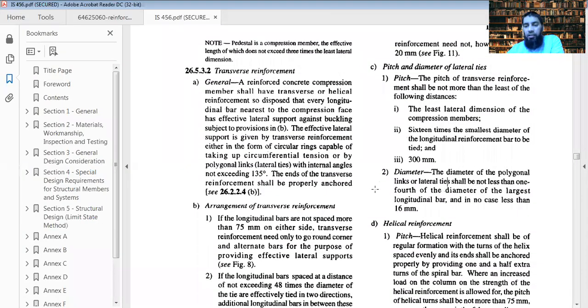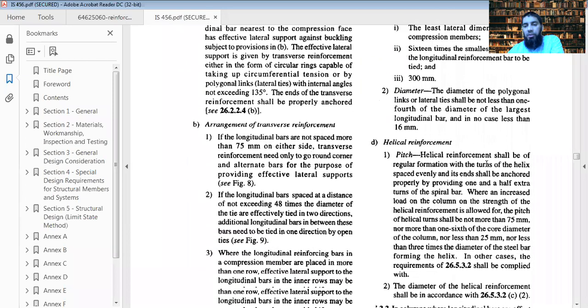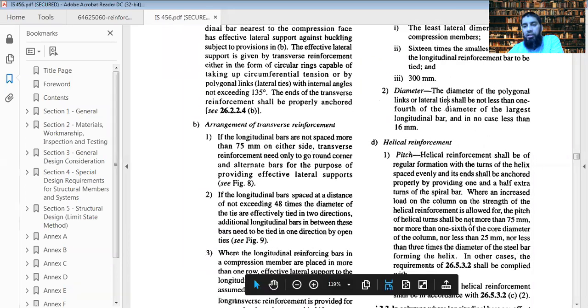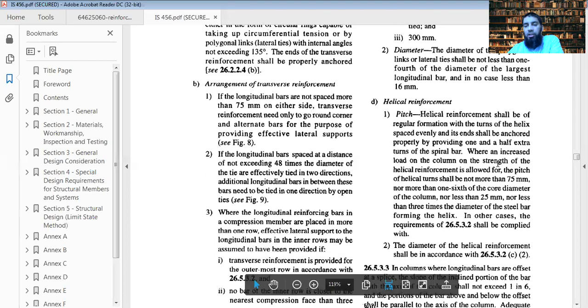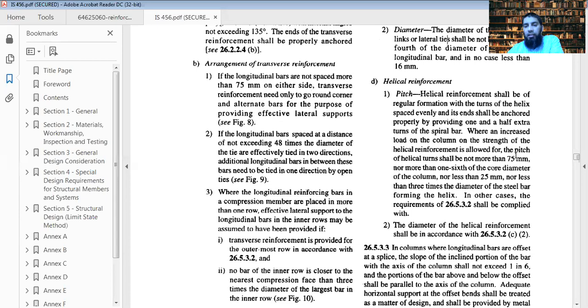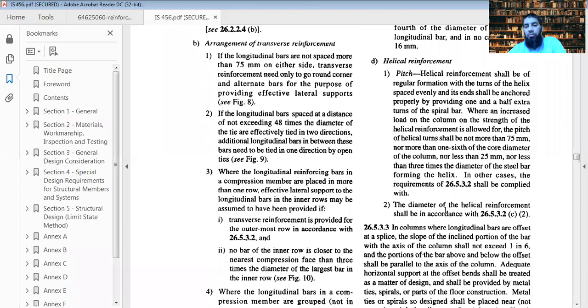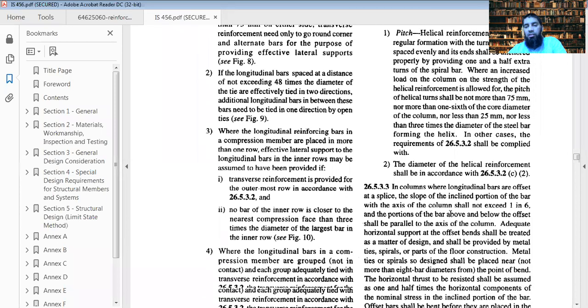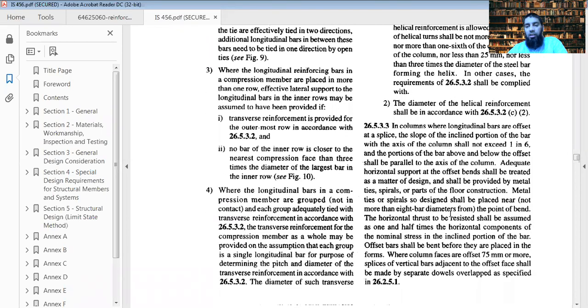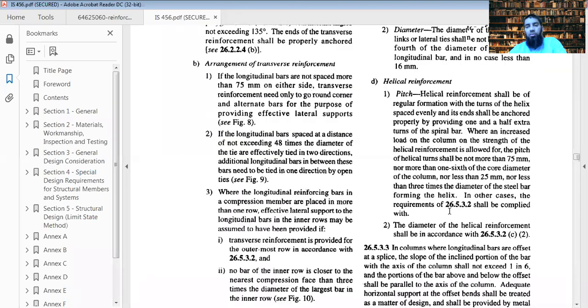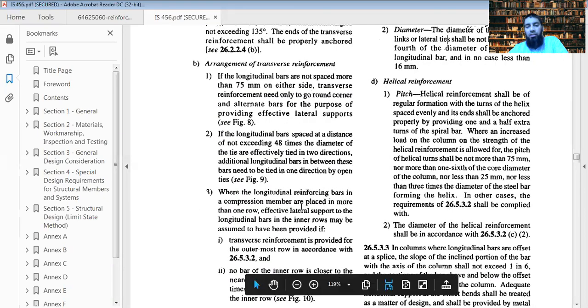number 1, the helical reinforcement shall be a regular formation with the turns of the helix. We have already studied this. At the end there should be 1.5 extra turns of the spiral bar. And next, where there is an increased load on the column and strength is allowed, the pitch of the helical turn shall not be more than 75 mm, not more than this. So this is the pitch requirement, and the diameter is the same. Here the diameter is already given to you in this question. This is what is stated in the code.